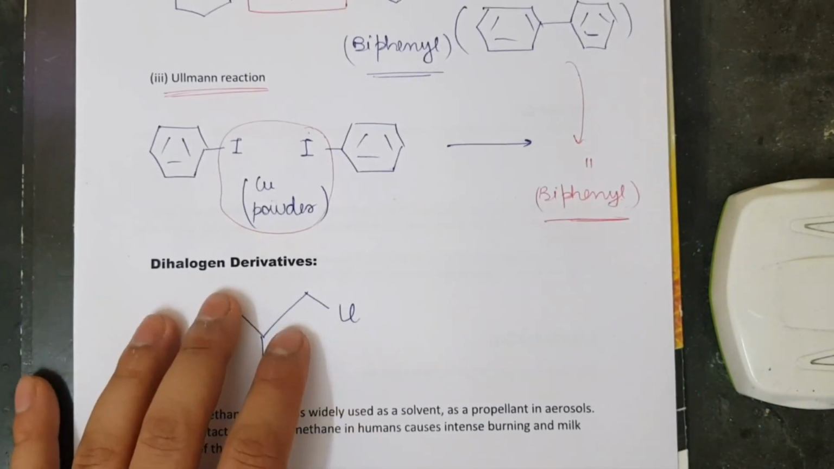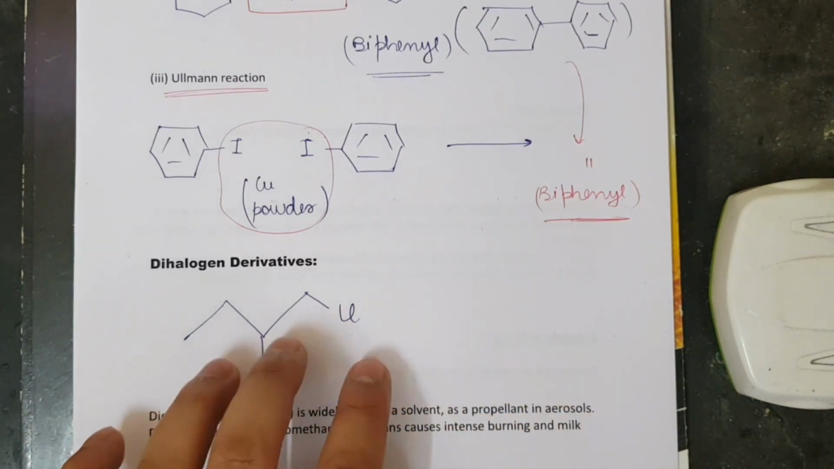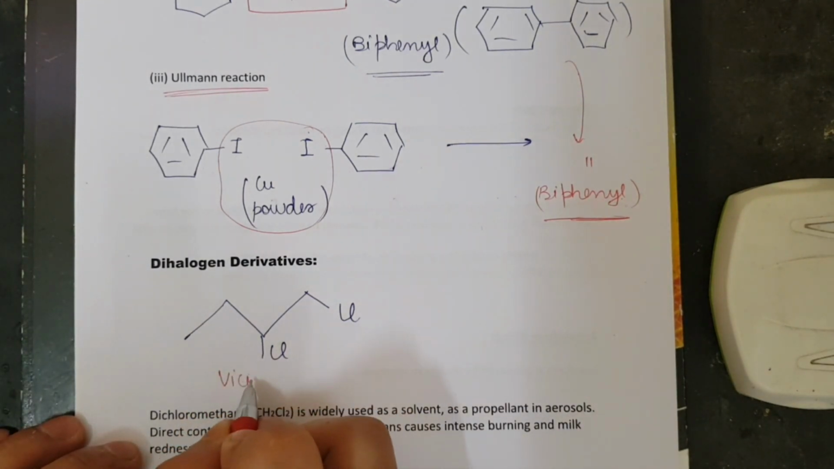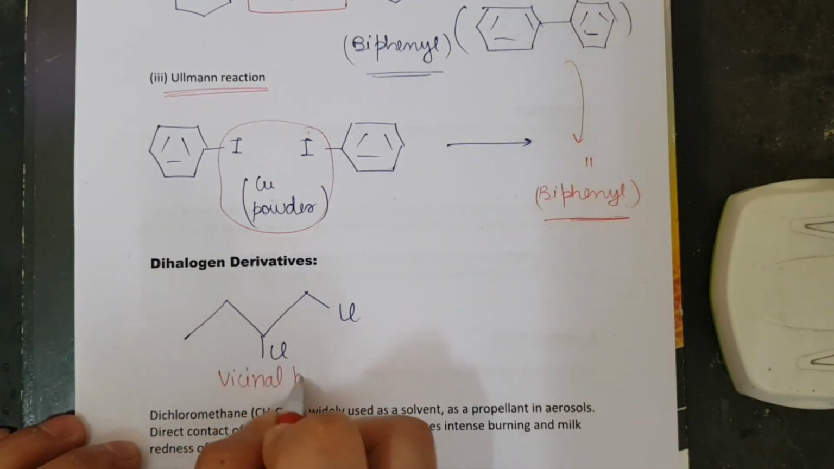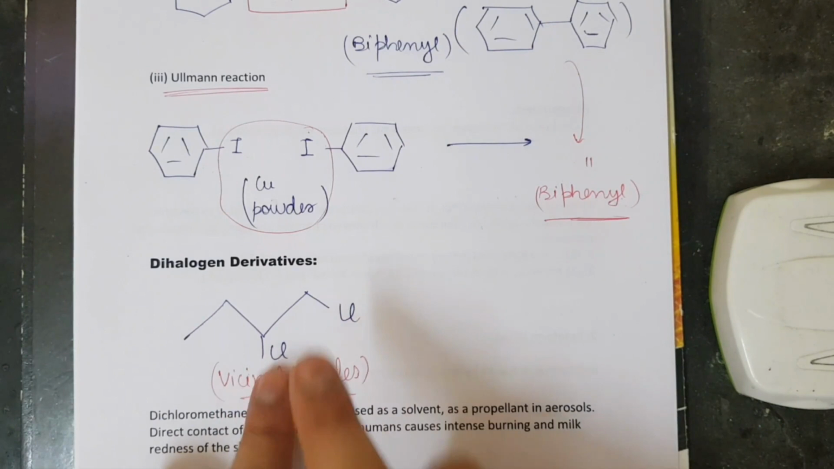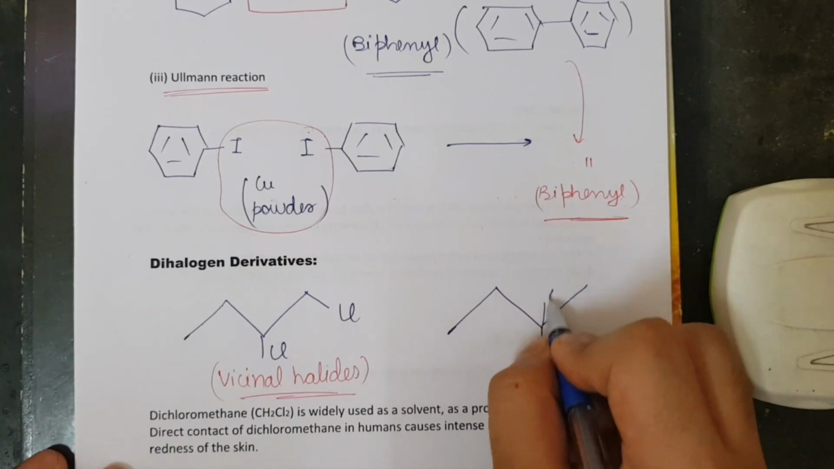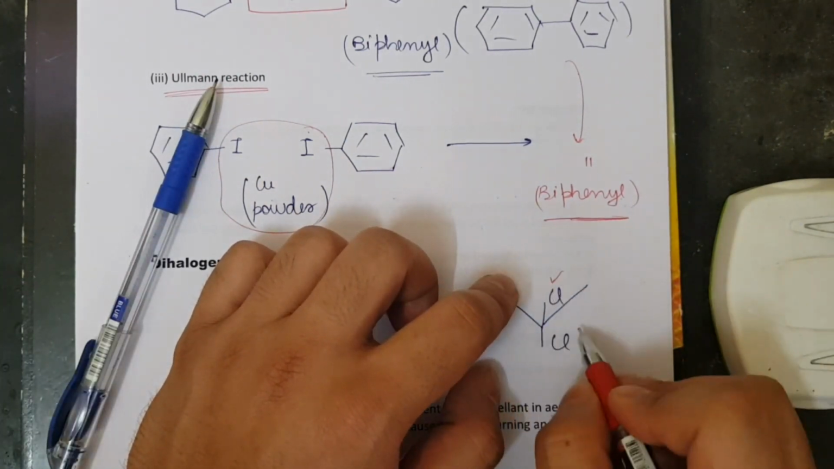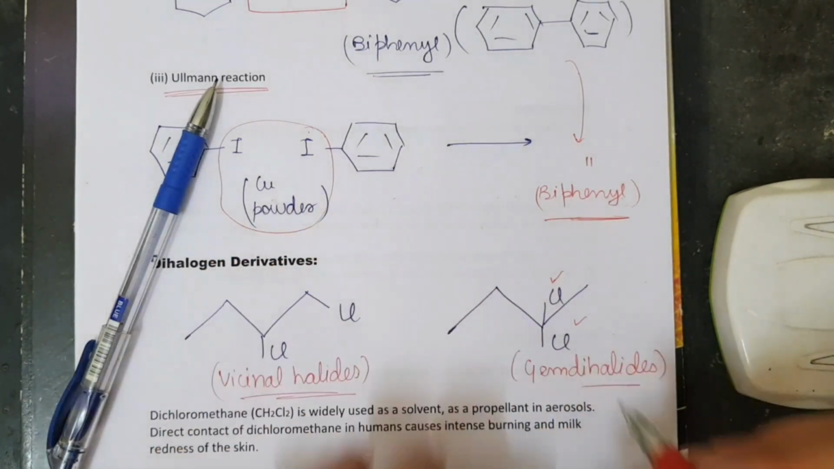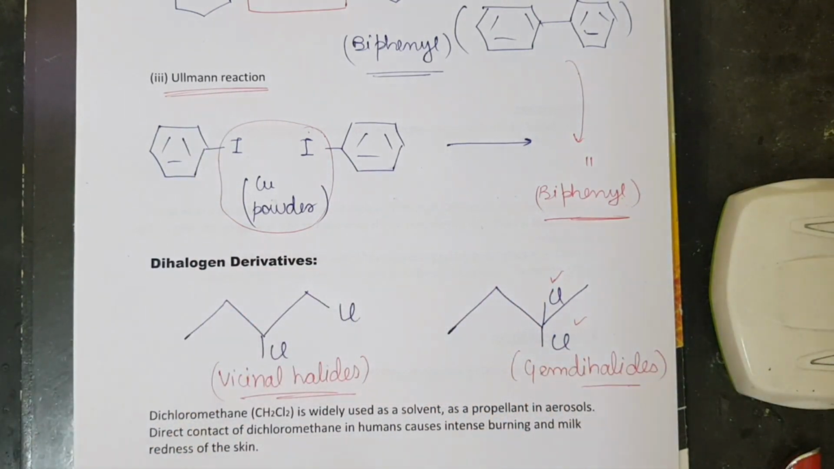Next we have the dihalogen derivatives. Dihalogen basically means we have two halogens present on the compound. Like this is a dihalogen compound, okay, and now this thing is important, this is known as vicinal halides. Vicinal halides basically means that the halogens are present on the adjacent carbons. Or we can also have the gem dihalides. Gem dihalides are those in which the halogens are present on the same carbon. So these two terms should be clear. Vicinal means on the adjacent carbons, gem dihalide means on the same carbon.